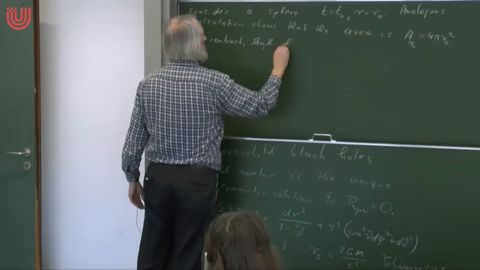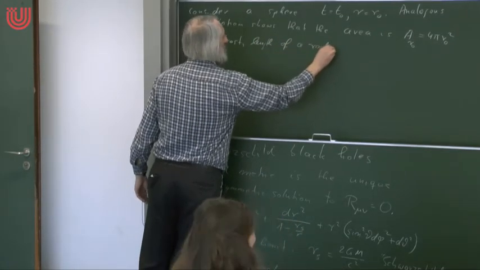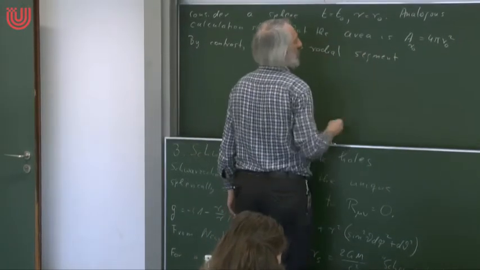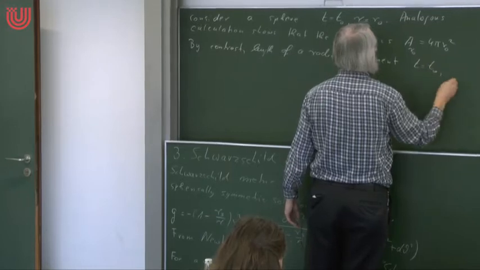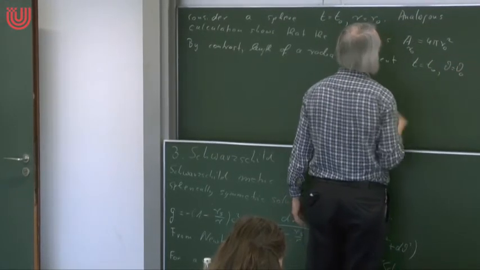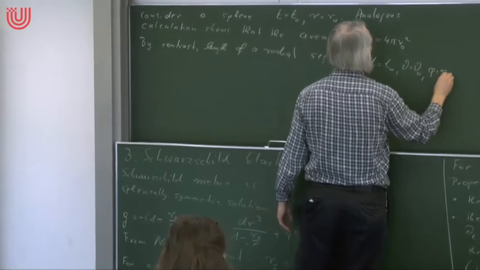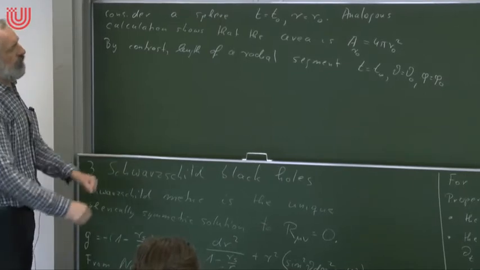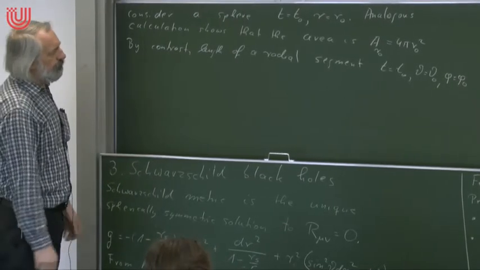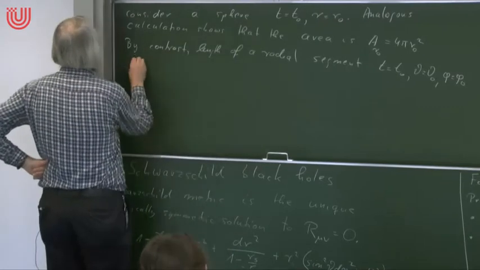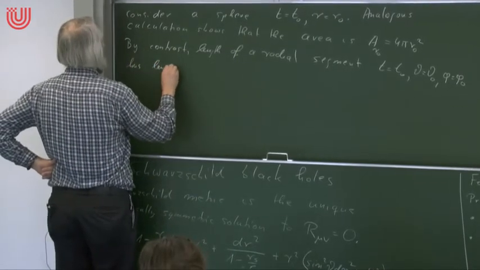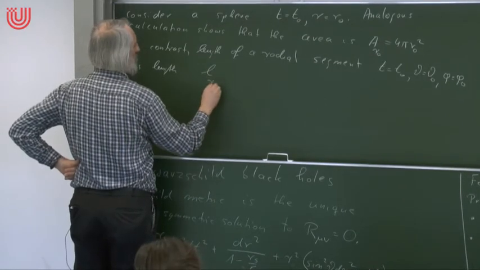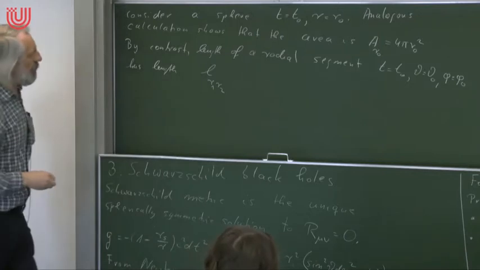The length of a radial segment, so say t equal t0, theta equal t0, maybe any angle, and phi equal phi naught. Yeah, so that's a radial line. So a radial segment has length. Let's calculate this. So this is a length. Now it goes from a radius r1 to a radius r2, say.